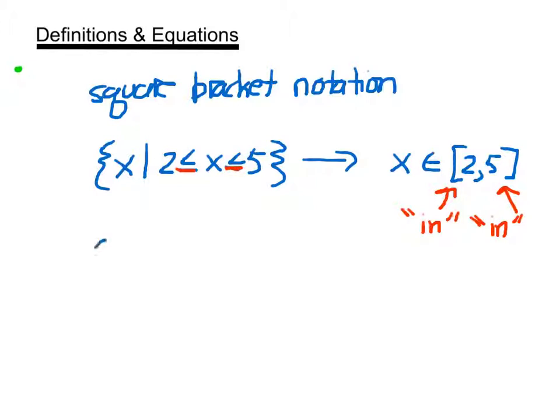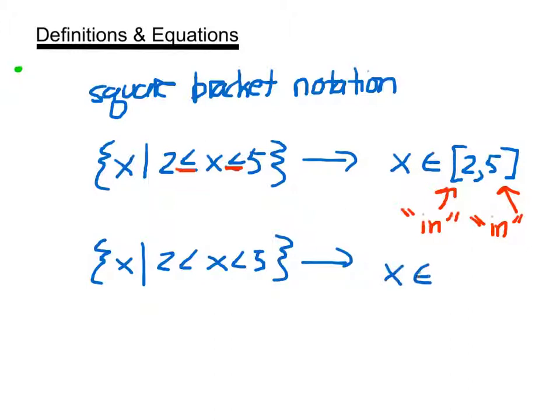To contrast that, if I gave you the example all real numbers x such that 2 is less than x is less than 5, we would write that in square bracket notation like so. x is a member of the interval between 2 and 5, not including 2 and 5. Notice that the square brackets are now pointing out, away from the numbers, and that's because we do not have an equal to sign here, or an equal portion as part of our interval.